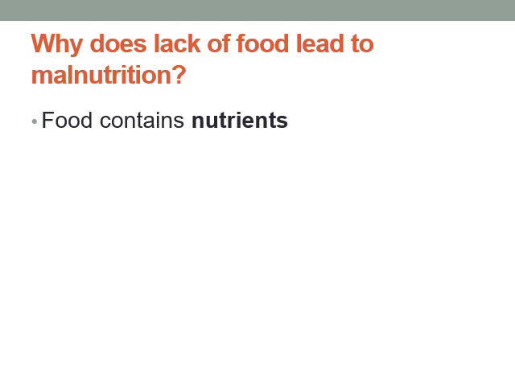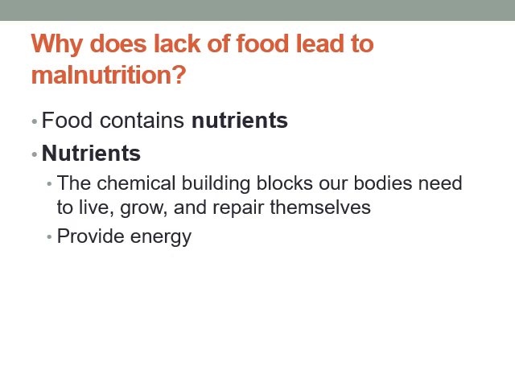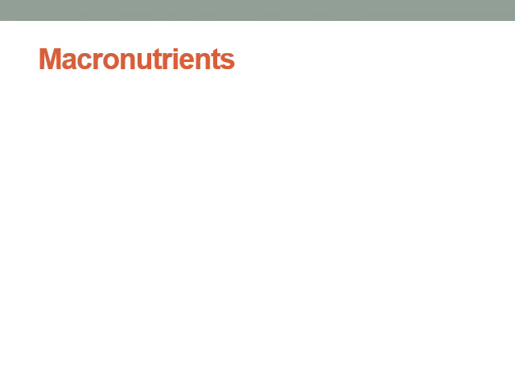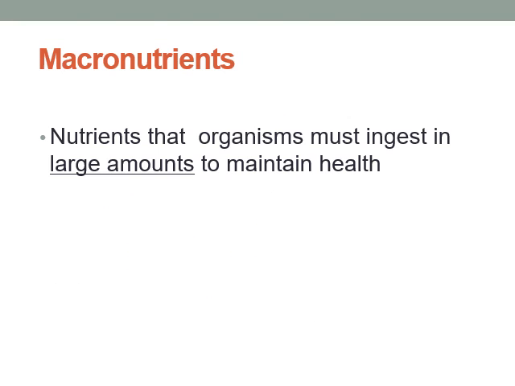So the reason why we need food is because it has nutrients, right? And nutrients are our chemical building blocks. So our bodies need these to live, grow, and repair themselves, and they provide us with energy. So energy to be able to do work, which means that we can have a metabolism, we can go running, we can do every single little thing that is required of us by living. So again, the energy is the ability to do work, powers our activities, helps us build complex muscles, everything that we require to live.